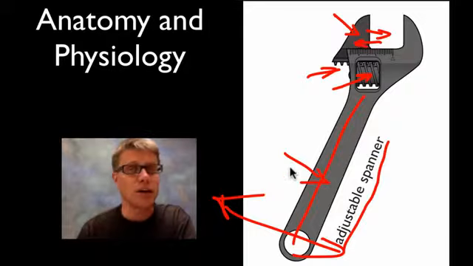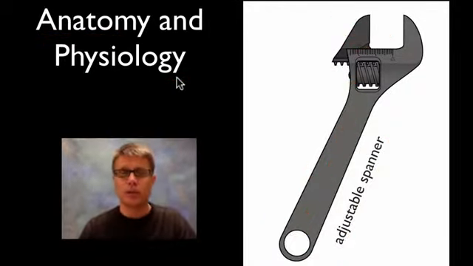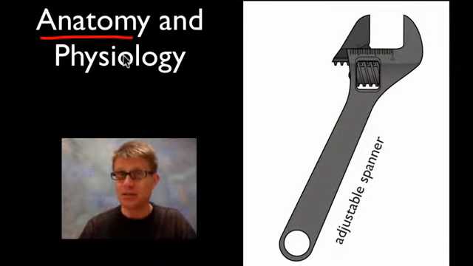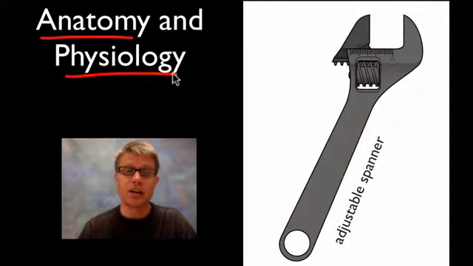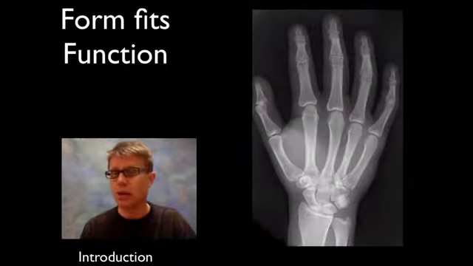And so basically what we've identified is the anatomy and the physiology of this tool. In other words, anatomy is simply what it is. What's the structure? Physiology is the function. And so let's quit talking about tools and talk about the human hand.